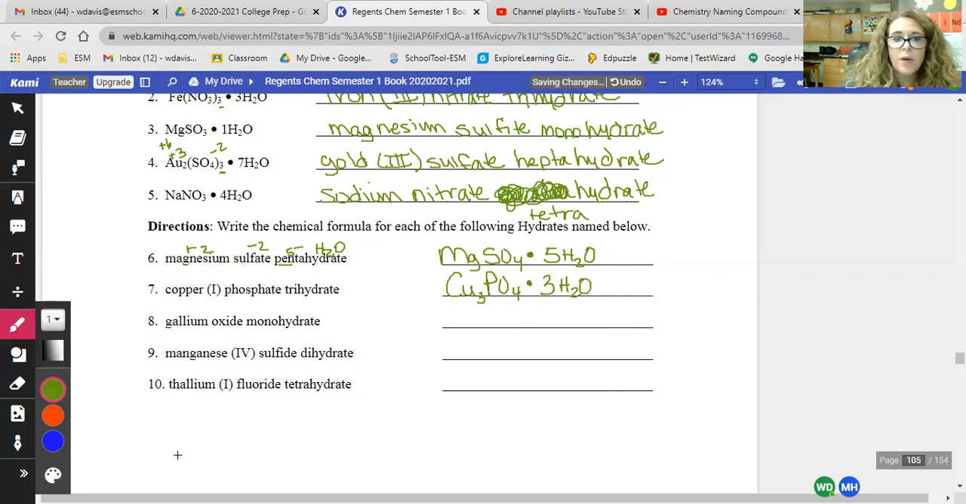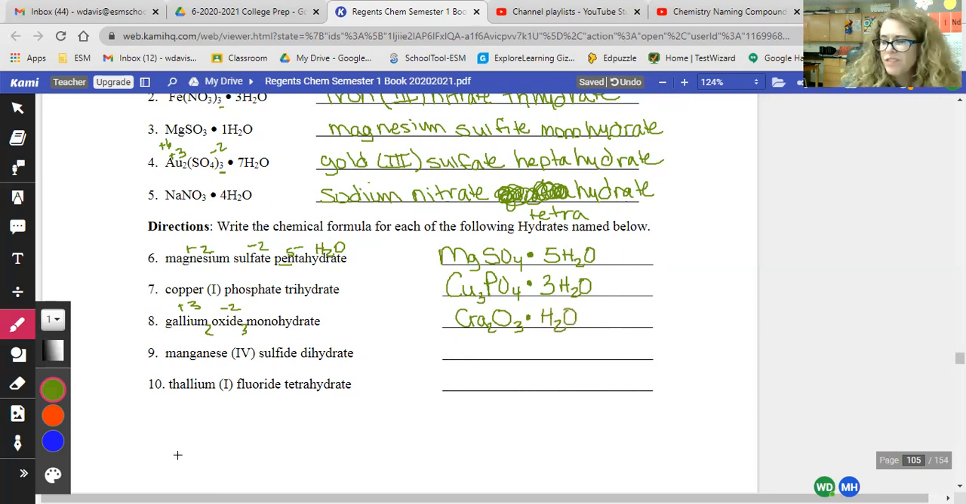Gallium oxide monohydrate, so Ga for gallium, O for oxide. Let's get our oxidation states. Gallium's a +3 and oxygen's a -2. So then I'll need a 3 for the oxygen and a 2 for the gallium. So I need a 2 and a 3. And now I need to attach one water molecule, H2O.